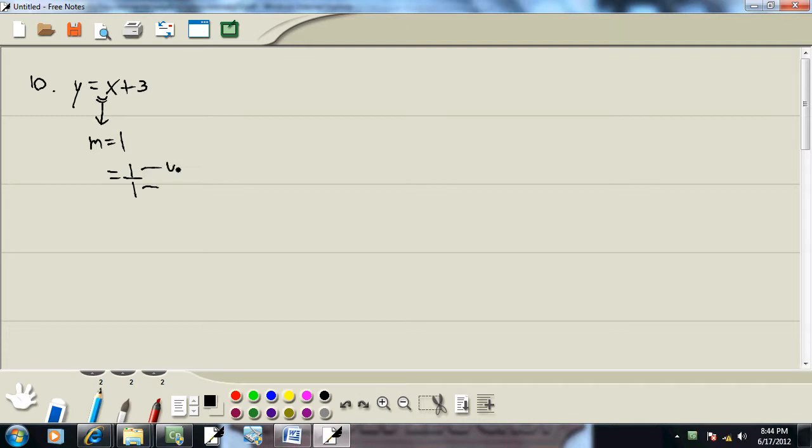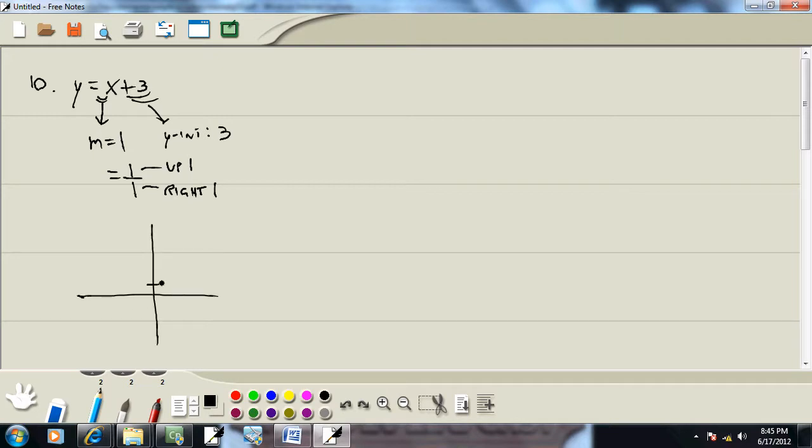Since this is a positive 1, that means we'll go up 1. Since this is a positive 1 here, it means we'll go right 1. If this had been a negative 1 on top of the fraction, then this would have been down 1. If this had been a negative 1 on the bottom, then it would have been left 1. And a number here at the end is our y-intercept. So our y-intercept is 3.